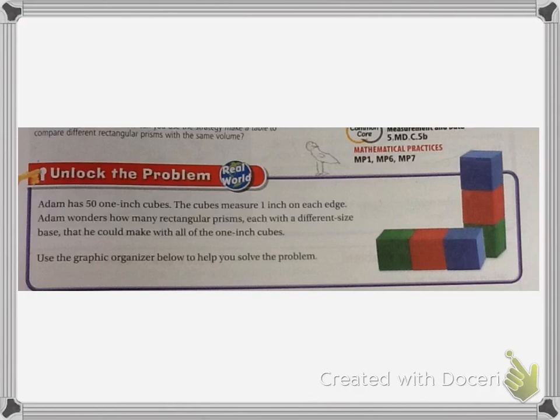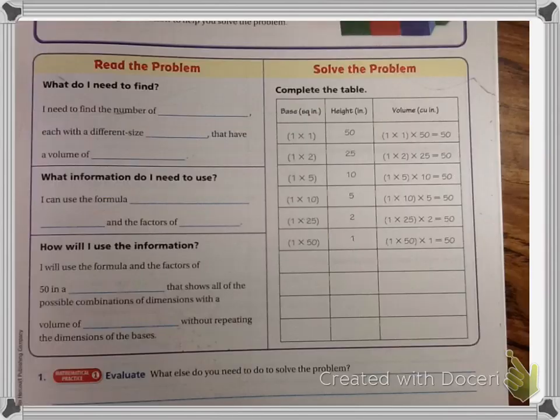So before we look at that graphic organizer, we need to take a look at what this problem is asking us. So we know here that Adam has 50 1-inch cubes. The cubes are 1 inch on each edge. And he wonders how many different rectangular prisms he can make with different size bases. So that's what we're going to have to look at. He has a total of 50 1-inch cubes, and he wants to make as many rectangular prisms as he can, but they all are going to have a different base. Let's take a look at the graphic organizer so we can help ourselves solve this problem.